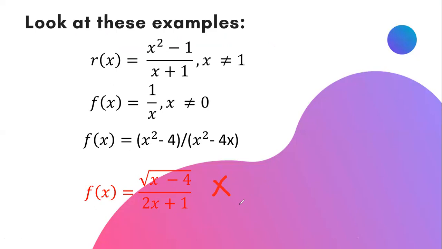Why? Because the first consideration is to look at the exponents. In a rational function or a rational expression, the exponents must all be positive: no negative exponents, no fractional exponents, and no radical expressions. In this case, the numerator contains a radical expression, the square root symbol. So that's why the fourth example is not an example of a rational function.